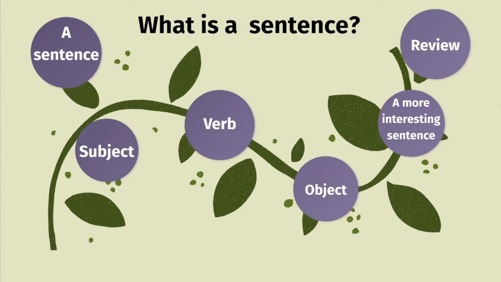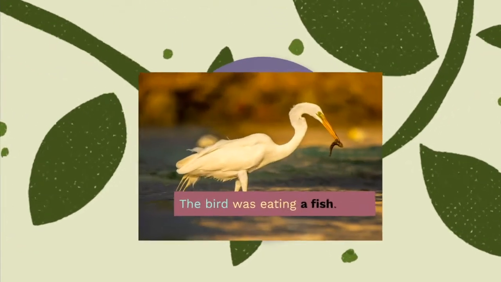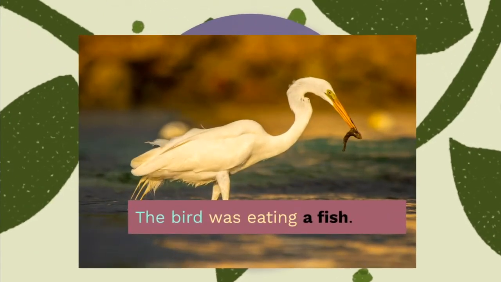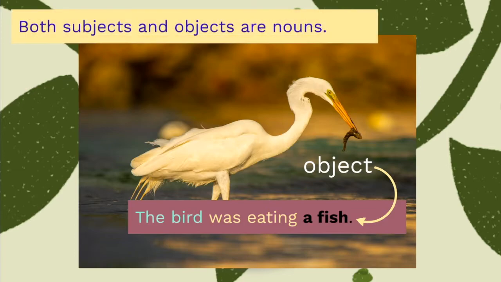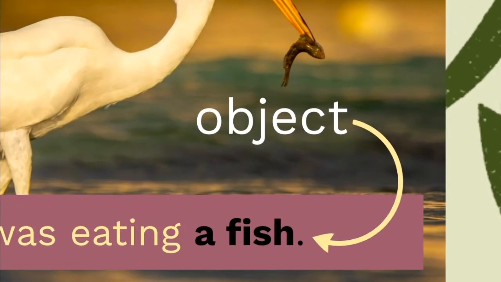In addition to a subject and a verb, some sentences also have an object. An object is a noun that comes after the verb. It's important to remember that both subjects and objects are nouns, but the subject will come before the verb and the object after the verb.